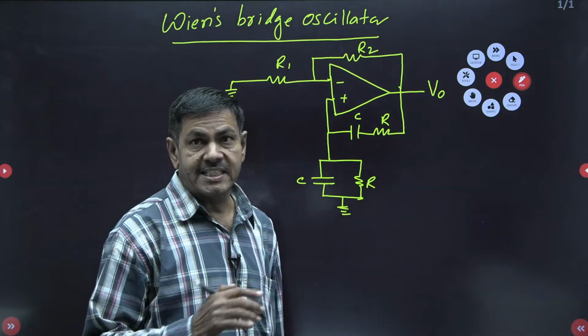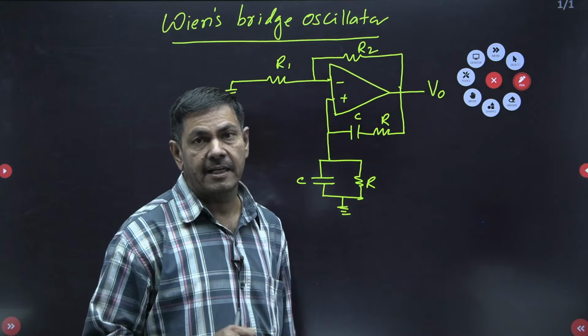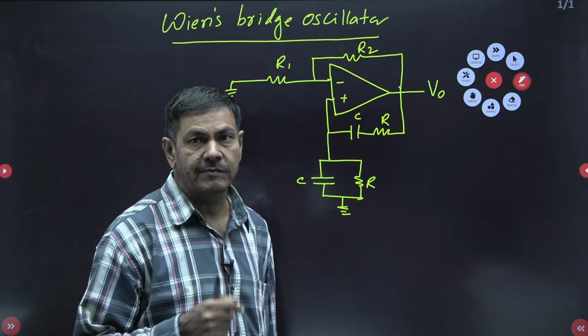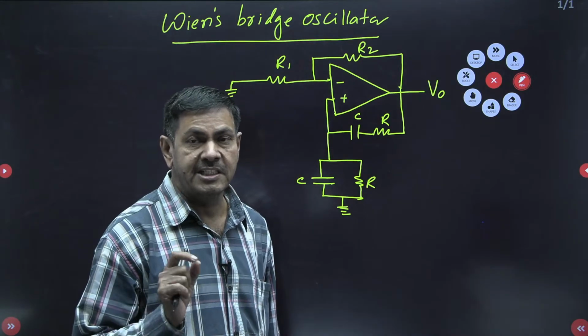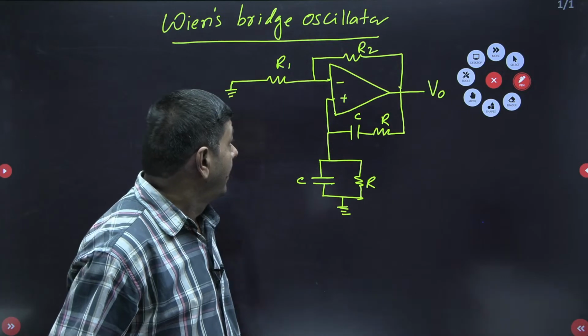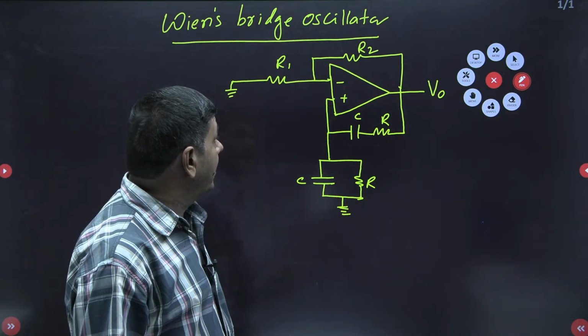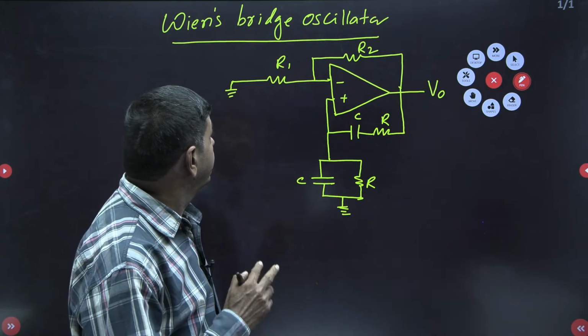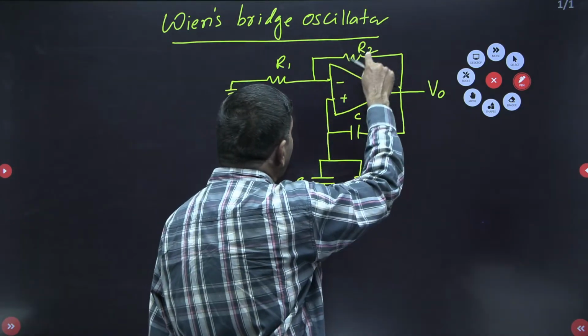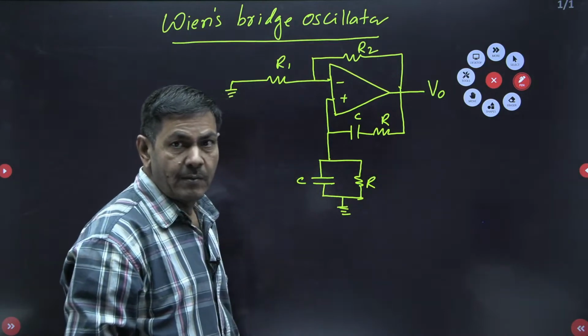To produce sustained oscillation, I gave certain conditions in the last class. A beta must be equal to 1 and the total phase shift must be 0 degree or 360 degree. In this case, how to find out the frequency and also how to find out R2, these two are more important.